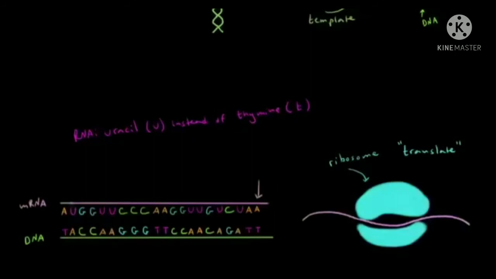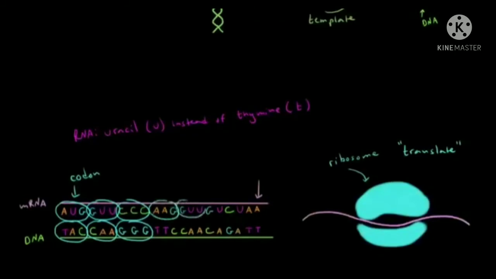And so every 3 nucleotides on the mRNA, and actually also on the DNA, is called a codon. And I'm just going to circle all the codons on the mRNA. So we have 1, 2, 3, 4, 5, 6, 7 codons on our mRNA, and actually also 7 codons on our DNA. And each codon is going to code for 1 amino acid. And let's see how that's done.